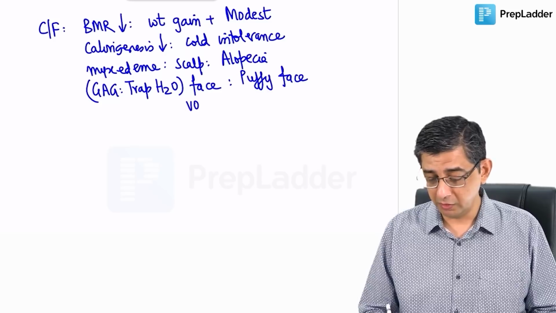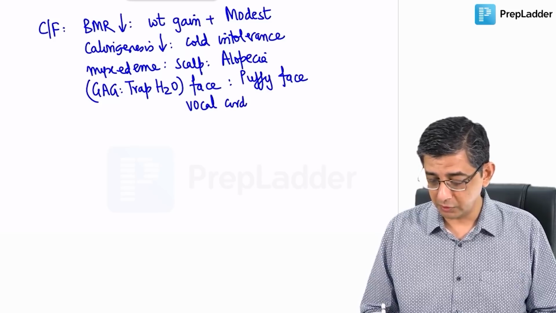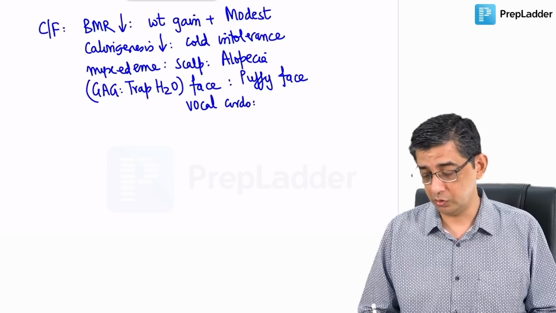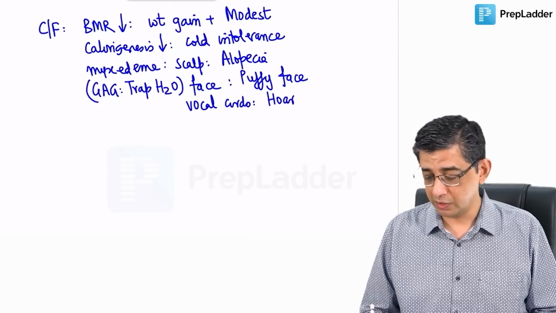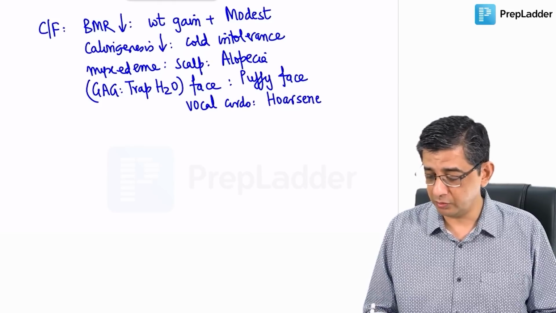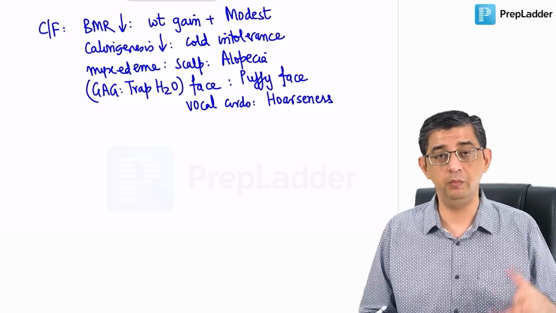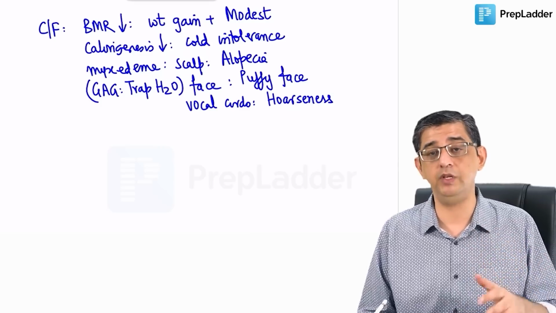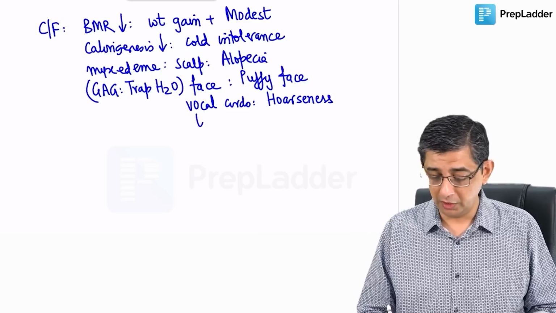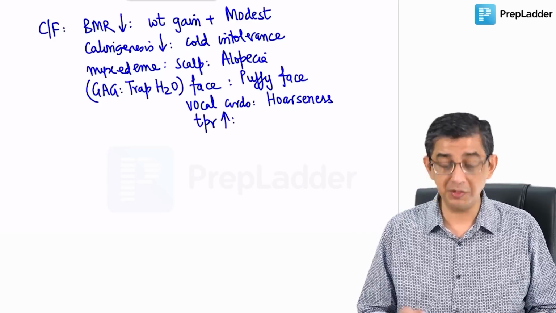If the myxedema involves the vocal cords, there would be a voice change. There would be hoarseness of voice. If you are speaking to this patient, let me say over a telephone, a woman's voice will become very throaty and heavy, so it will sound like a man's voice. There is an upgrade of total peripheral resistance.